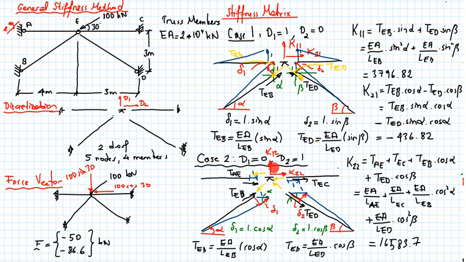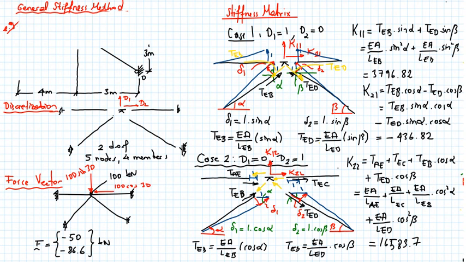Now, K12 should be equal to TEB times sine alpha minus TED times sine alpha. If you multiply it with these values and put it into the equation, you get exactly the same equation here, and your K12 value will be equal to minus 436.82. So now, since we obtained everything, we can actually do the solution. Let me erase this part, and I'll do the solution in here, and then we will recover the membrane forces.